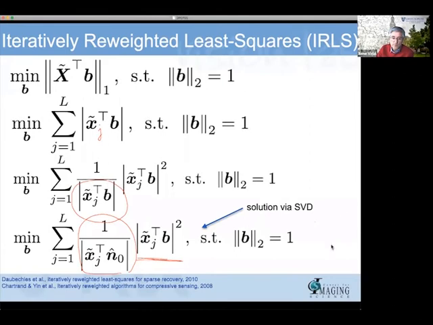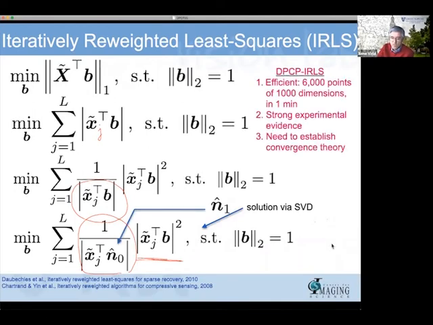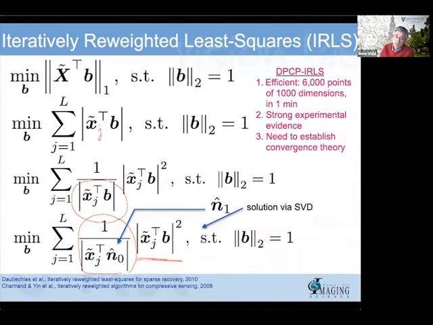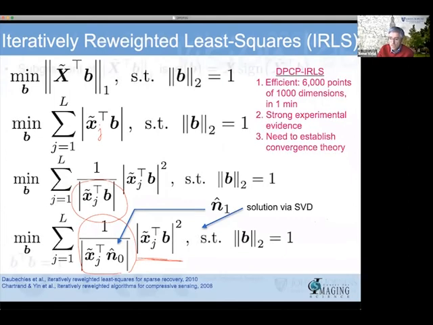So this can be done, as I said, using a singular value decomposition or an eigenvalue decomposition of the data at every iteration. So this method is more efficient than the linear program. We've been able to scale it up to on the order of 6,000 data points. It works well in practice. It seems to converge, but we've not developed the theory of convergence yet, though we believe it should follow from some of the results from Daubechies about iterative reweighted least squares for L1 minimization. The challenge here being that it's a non-convex problem, so there is an extension that needs to be done.